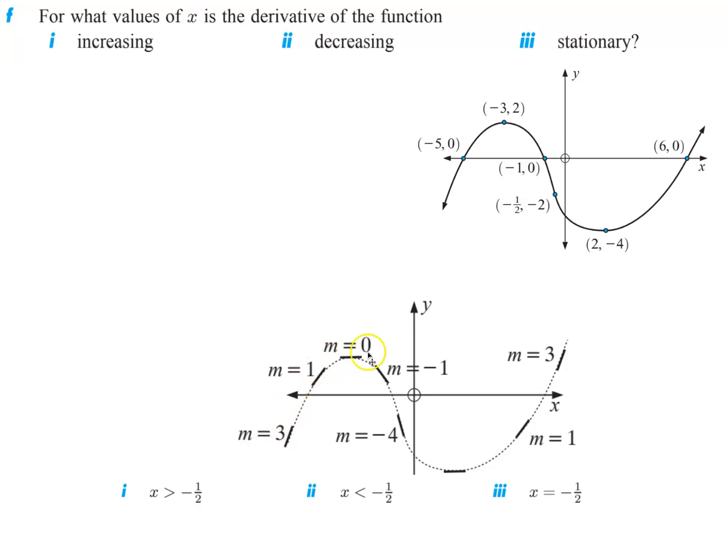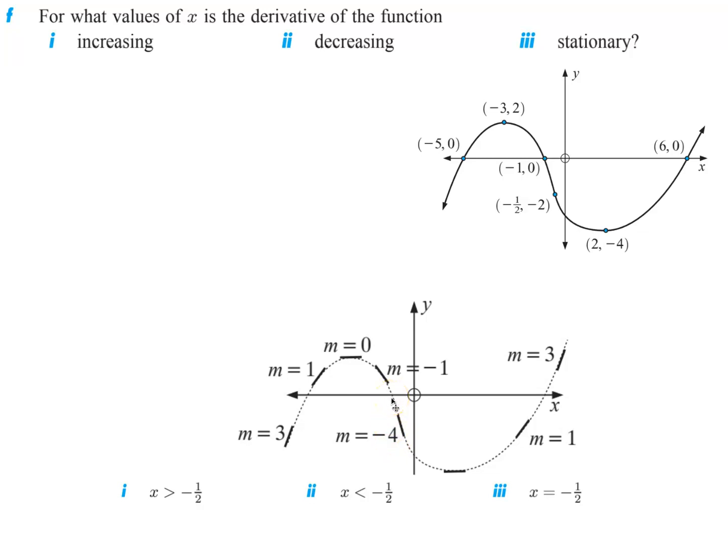Here's that same function, but I'm showing you the values of the derivative. Here the derivative is 3. Now it's down to 1. Now it's down to 0. Now it's down to negative 1. Now it's down to negative 4. So between that point and that point, it's getting smaller and smaller. So the derivative is decreasing. From 3, it's decreased down to negative 4.